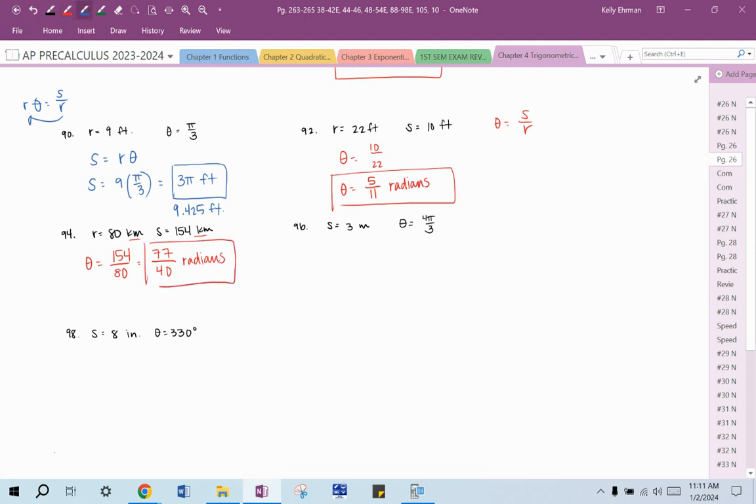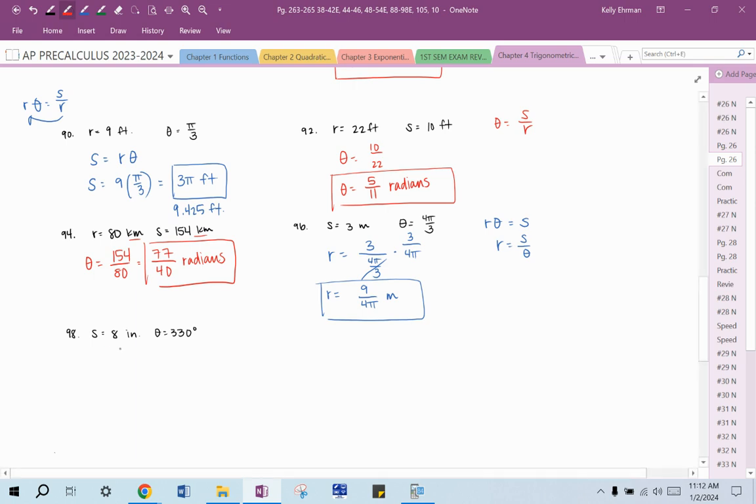Okay. For 96, we're given S and we're given theta, and now we want R. So if theta equals S divided by R, and r theta equals s, r equals s divided by theta. R is equal to 3 meters divided by 4 pi over 3. We're not going to leave our answer complex like that. We're going to say that's the same as times 3 over 4 pi. That's 9 over 4 pi. And R has to be measured in whatever S is measured in, which is meters.